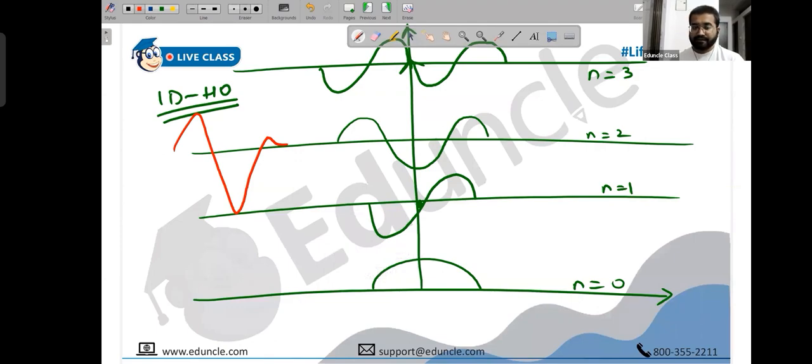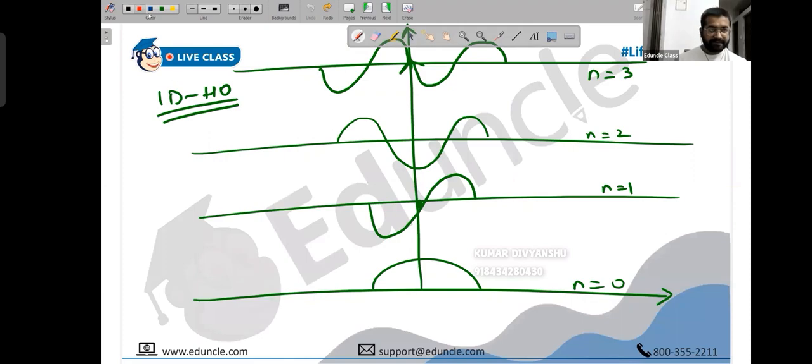Then what should we look out for in this graph? So basically what they might do is give you a graph and ask you to find the corresponding energy of this harmonic oscillator. So for example, I will just draw a random graph. Wait. Then people? Yes, sir.